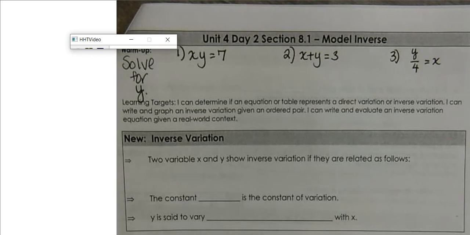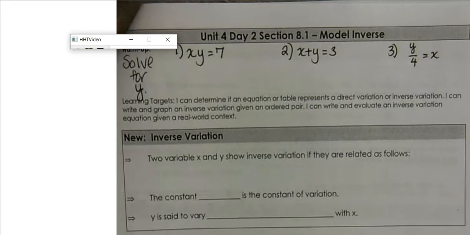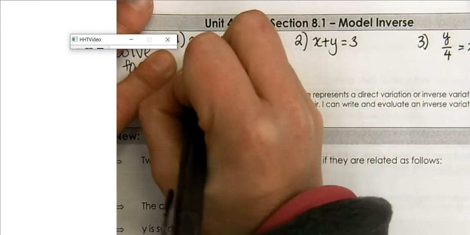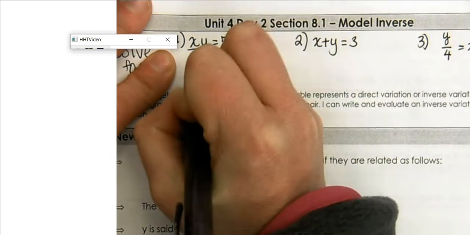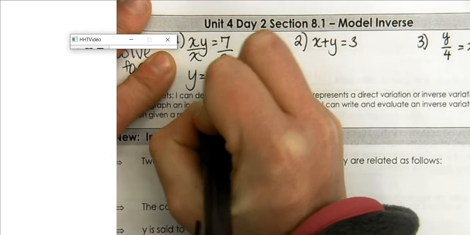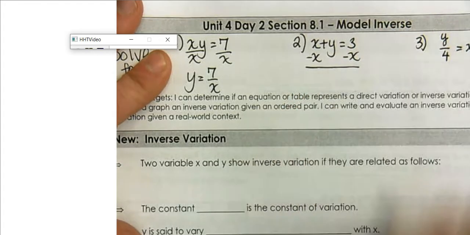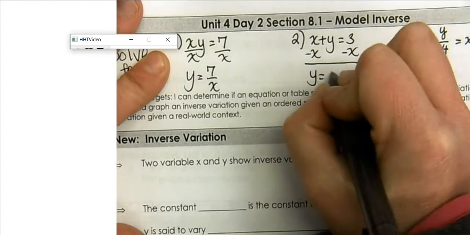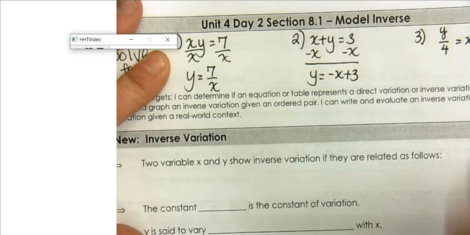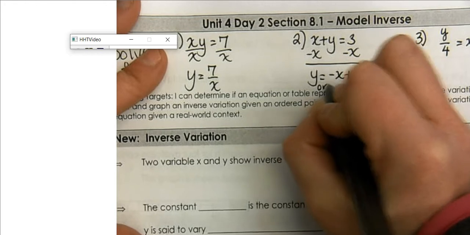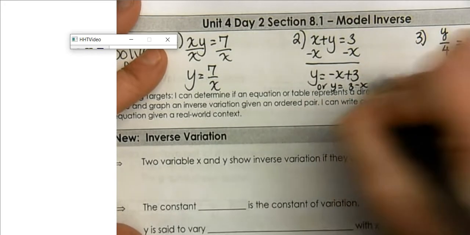All right, so let's go ahead and talk about solving for y. We know that we're simply undoing the operation that's taking place. To undo multiplication, we divide both sides by x to end up with our equation of y is equal to 7 divided by x. Over here in number 2, we subtract x on both sides to undo the addition, and we end up with y is equal to negative x plus 3. Now, if you wrote your answer as 3 minus x, that's perfectly fine as well. And I'll write that down just so that you know that that's an okay answer.